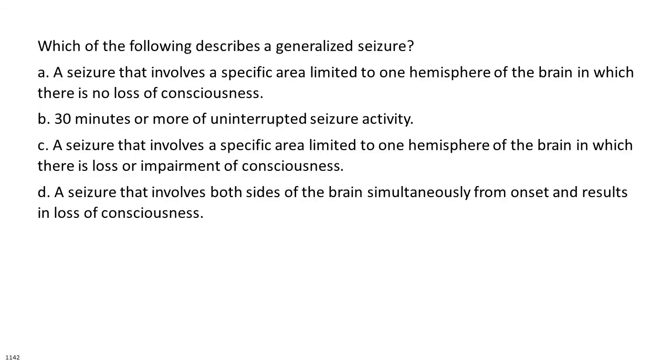Which of the following describes a generalized seizure? A. A seizure that involves a specific area limited to one hemisphere of the brain in which there is no loss of consciousness. B. 30 minutes or more of uninterrupted seizure activity. C. A seizure that involves a specific area limited to one hemisphere of the brain in which there is loss or impairment of consciousness. D. A seizure that involves both sides of the brain simultaneously from onset and results in loss of consciousness.